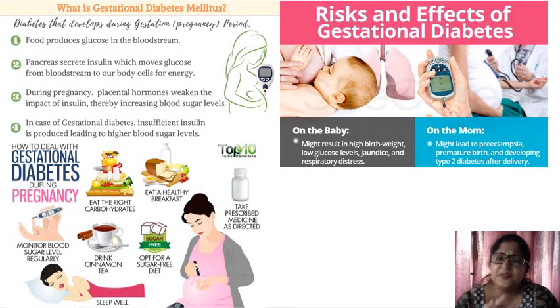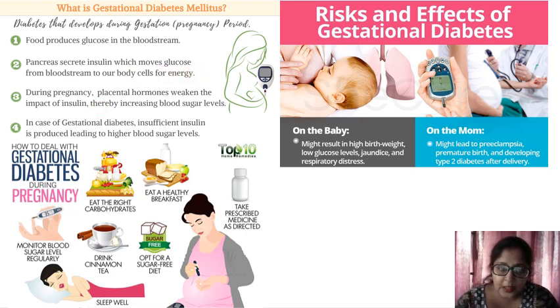Gestational diabetes is very common during pregnancy. It is a particular diabetes that develops during the gestation period, that is, the pregnancy period. What can be the cause of this? Food produces glucose in the bloodstream. The pancreas secretes insulin, which moves glucose from the bloodstream to the cells for energy.